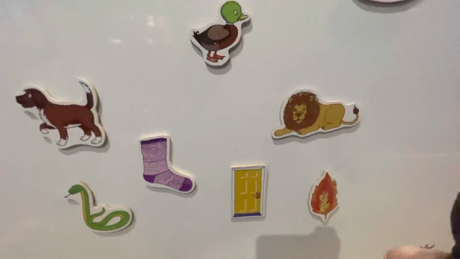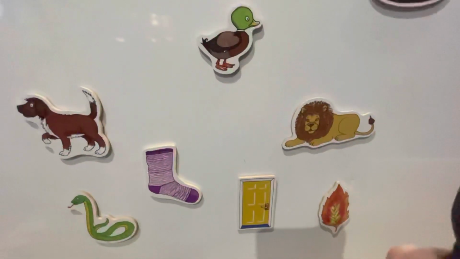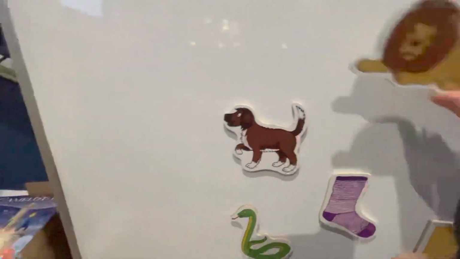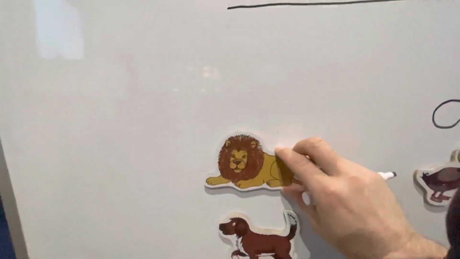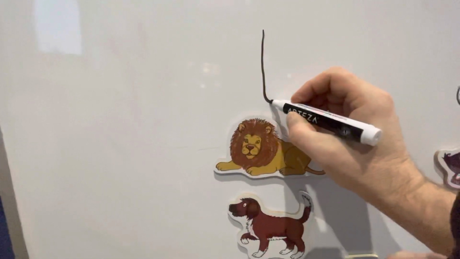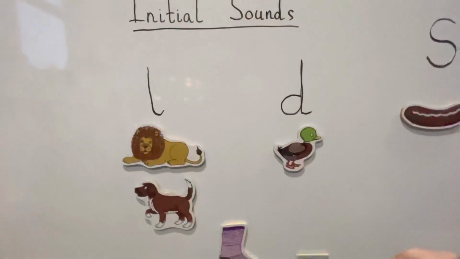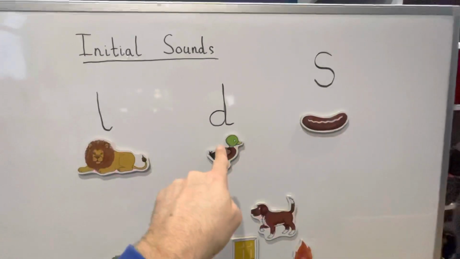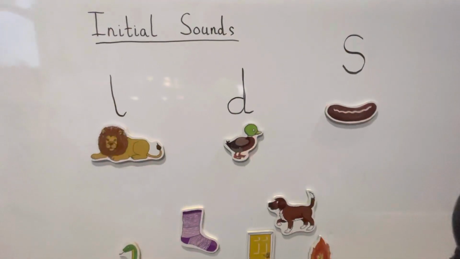Let's do, oh, lion. Lion. Watch my mouth. Lion. It's an L for lion. So I'll put it over here. And the L sound is made by an L. We go down a little line like that. L for lion. So we've got S for sausage, D for duck, L for lion.